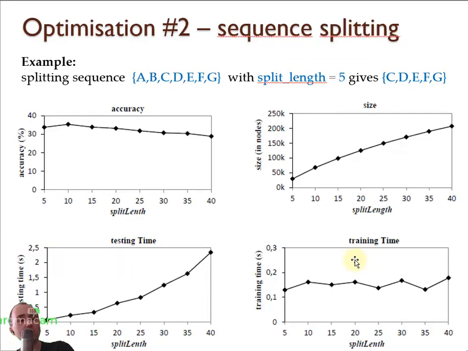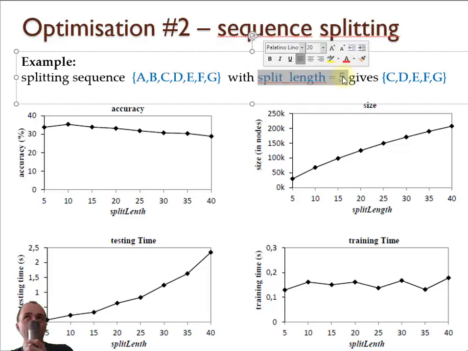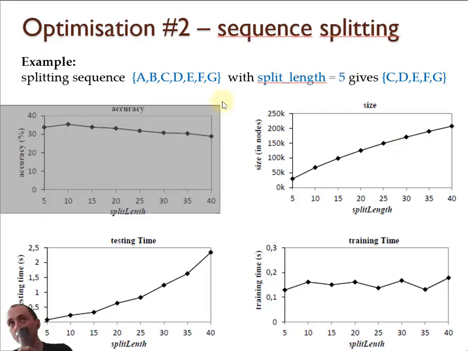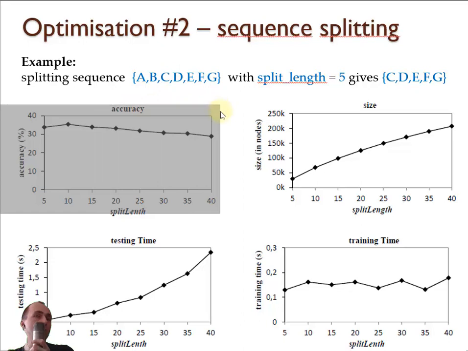Another optimization is to split the training sequence to make our model smaller. If we have a very long sequence like A, B, C, D, E, F, G, we can use a parameter we call the split length, like 5, to keep only the 5 last symbols to build our model. Here we did some experiments for the accuracy. If we split at 5 or 10 or 15 and so on, the accuracy will not change a lot.